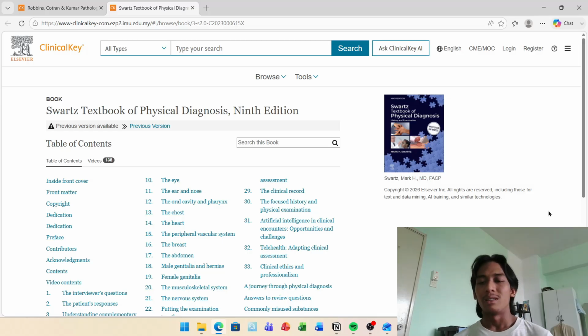So this book is interesting, and I like it because it is very practical and clinically focused. Unlike more theory-heavy books, this one really emphasizes how to examine a patient step by step. One thing that stood out to me is the clear structured approach to physical examinations.